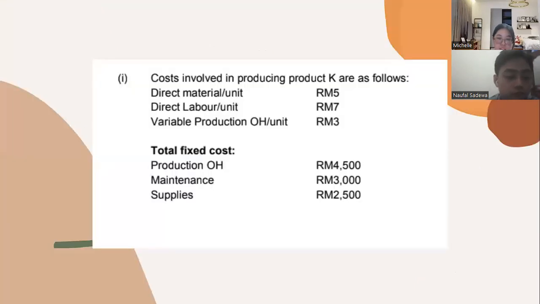And this is an example of how we calculate the flexible budget. In this example, we have direct material per unit of RM5, direct labor per unit of RM7, and variable production overhead per unit of RM3. This is for the variable cost. And the total fixed costs are production overhead of 4,500, maintenance of 3,000, and supplies of 2,500.